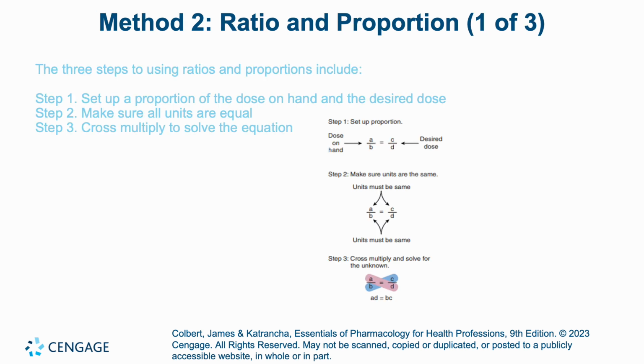Method 2. So method 1 was the basic calculation method. Method 2, ratio and proportion. The 3 steps to using ratio and proportions include step 1, set up a proportion of the dose on hand and the desired dose. Step 2, make sure all units are equal. Step 3, cross-multiply to solve the equation. There is a picture on here that will be helpful for visual learners to see how to set this ratio and proportion equation, how to set it up and what it should look like.